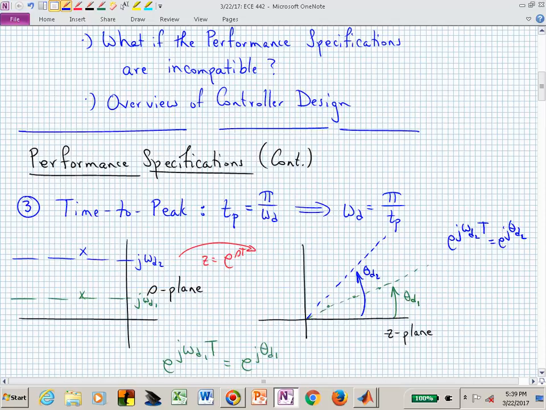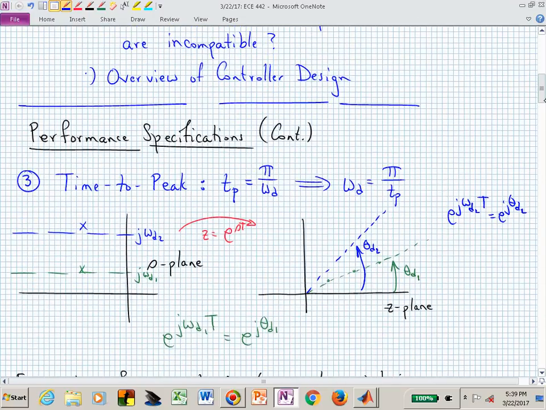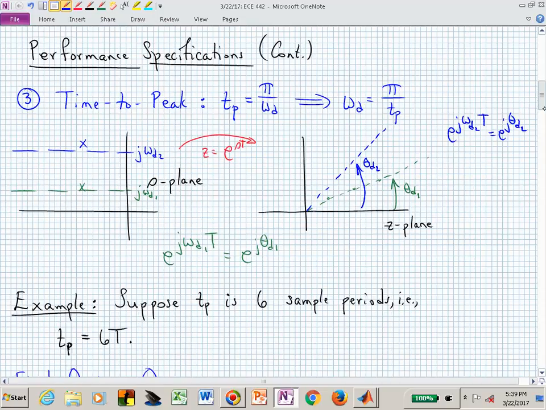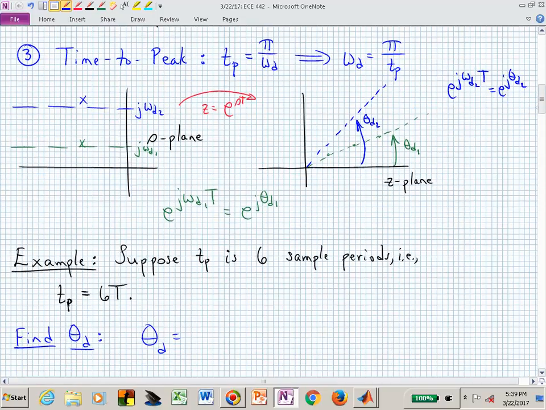Which means that if I have a given time to peak specification, that's going to impact my angle in the z-plane. For example, suppose that I now look at an example where I might have a time to peak of 6 samples, sample periods. I'm now trying to get to my peak time in my step response in 6 samples. And I want to now find theta sub d. But how do we define theta sub d in terms of our parameters, omega sub d, sigma, and T?